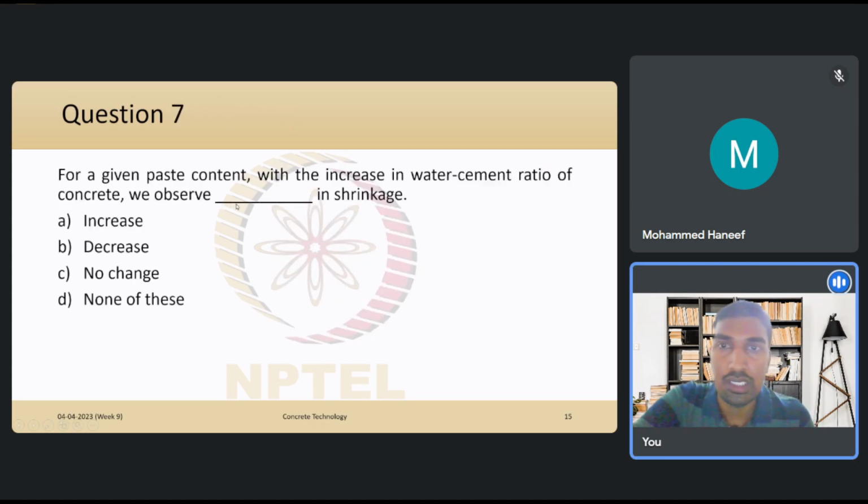So moving on to question number 7. For a given paste content, with the increase in the water to cement ratio of concrete, we observe dash in shrinkage. The options are increase, decrease, no change, none of these.